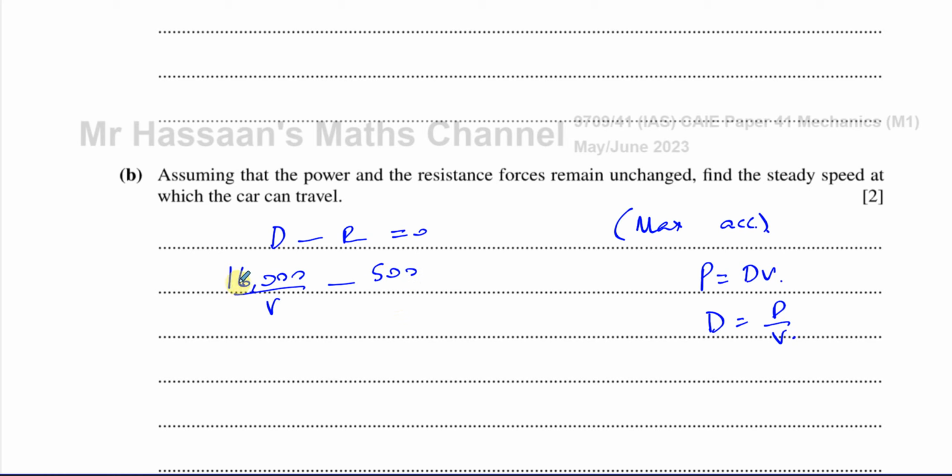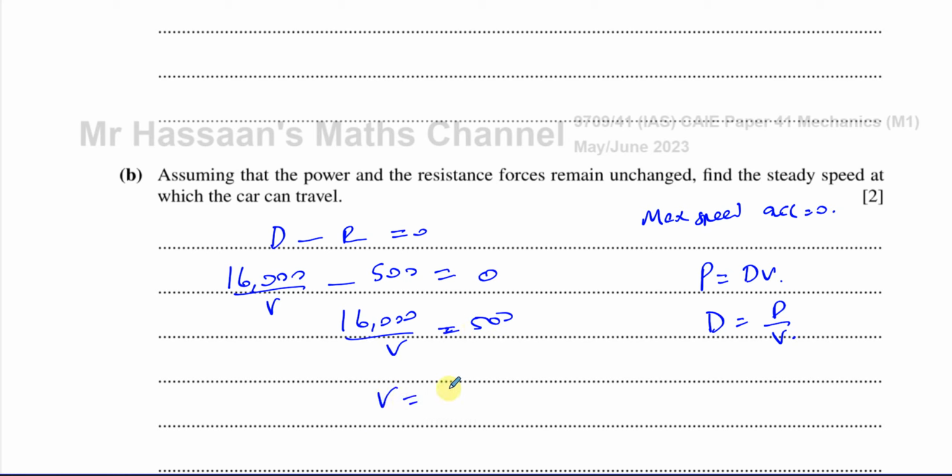The power has remained unchanged, the resistance force has remained unchanged, and we want the resultant force to be 0, because when it's going at its maximum speed, the acceleration equals 0. Maximum speed means acceleration equals 0. So we're going to have 16,000 over v equals 500. We can just rearrange this. The velocity is going to be 16,000 divided by 500, so it's going to be 160 divided by 5.